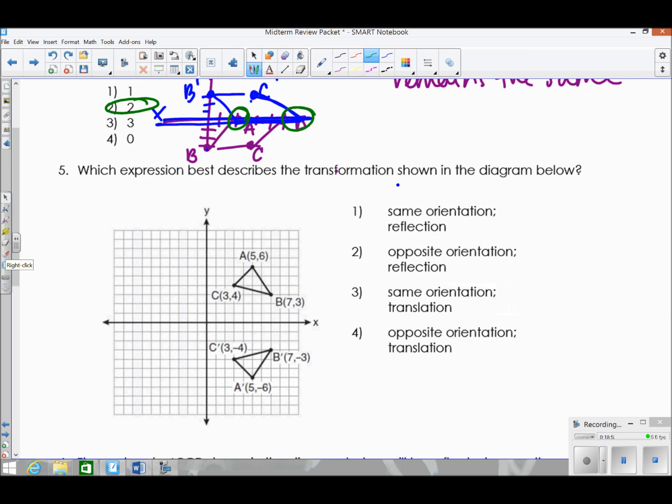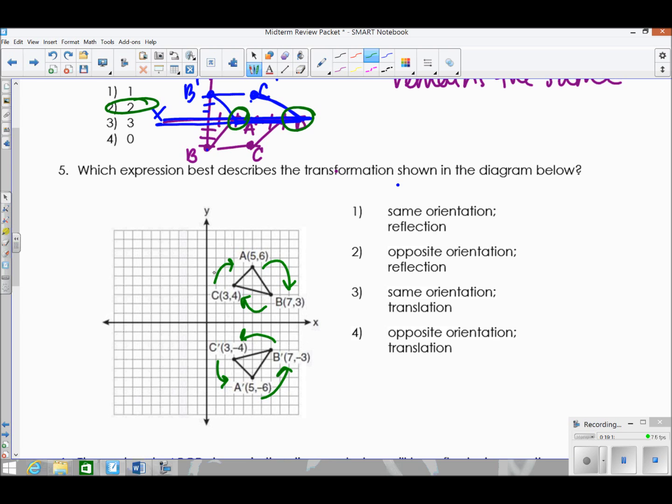This next example: which expression best describes the transformation shown in the diagram below? Well, let's look. This is talking about orientation. That means where you draw on the arrows and you decide, did they stay the same or did they change? So I always just go in alphabetical order. Make sure you stay in the same order.